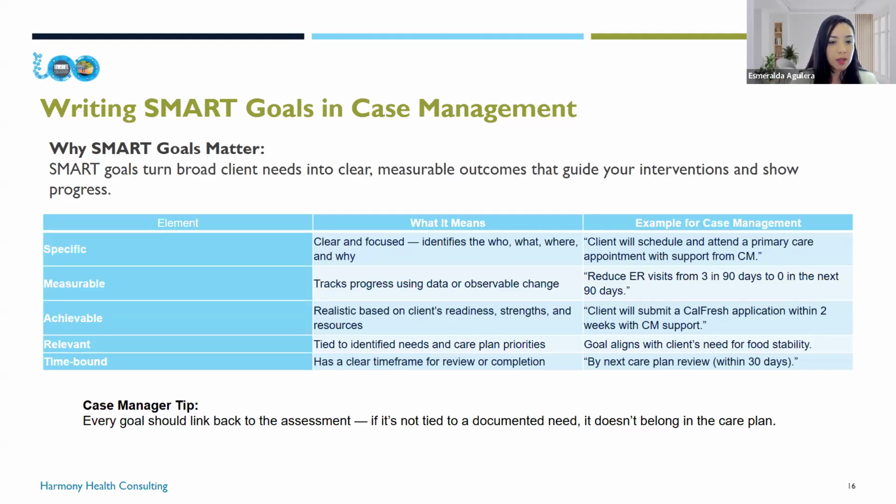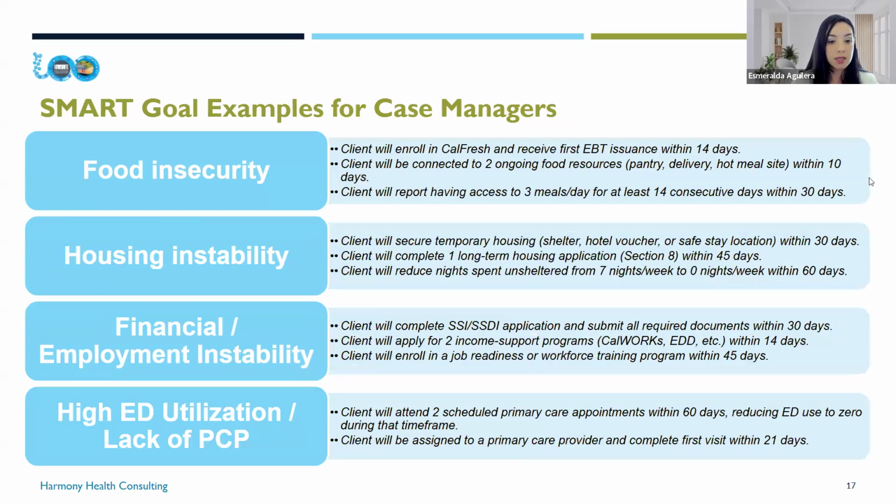So with all this information regarding specific, measurable, achievable, relevant, and time-bound goals, a quick example could be: a client would increase food stability by completing a CalFresh application and enrolling in at least one local food resource, for example a food pantry or weekly meal delivery service, within the next 30 days with case manager support for application assistance and linkage. So that would be a SMART goal that could be put into your plans for someone that is having food insecurities.